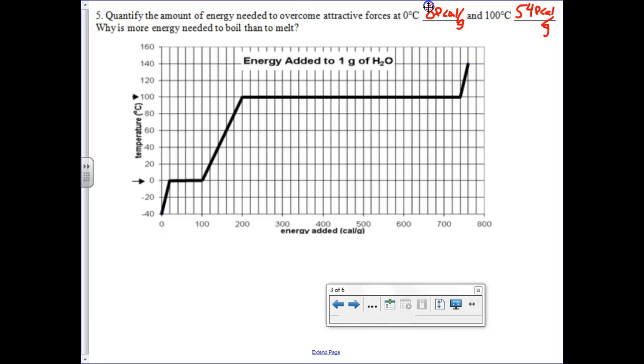Okay? So it takes a lot more energy to break all of them, obviously, than it would just some of them. And that's why it takes way more energy to boil something as opposed to melt something. Okay? Much easier to melt something than it is to boil something.